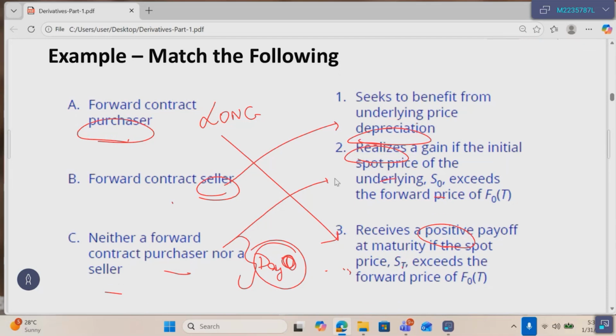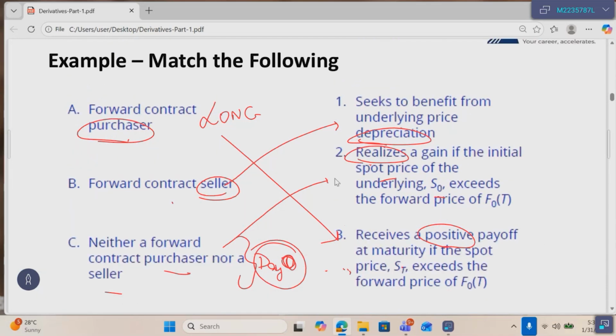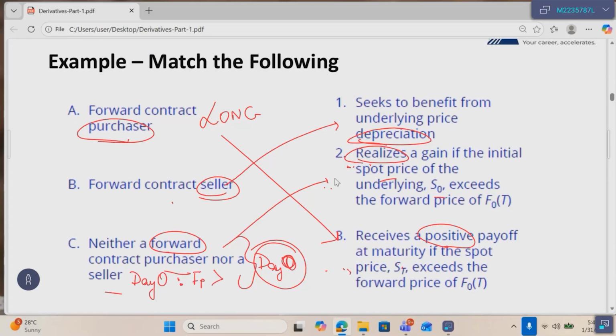Sir, can you explain part C? So part C, basically you're saying neither forward purchaser nor seller realizes the gain if the initial spot price exceeds the forward price. Now, when you enter into a forward contract on day 0, the forward price is going to be either greater than or less than the spot price.